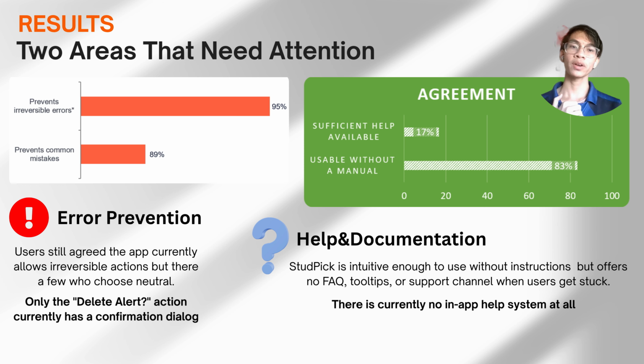But next one is help and documentation. If you can see the graph, the agreement that help is available is only 70%. Users agree with our app, but the rest disagree. Supik is intuitive enough to use without instruction, but offers no FAQ, tooltip, or support channel when users get stuck. There is currently no in-app help system at all.